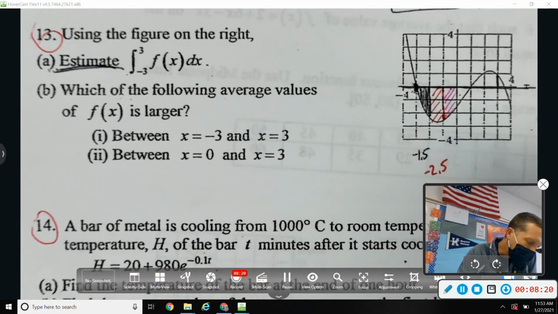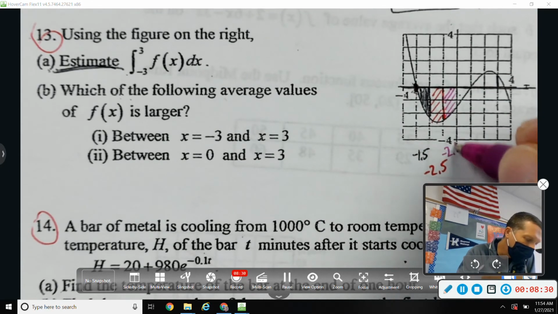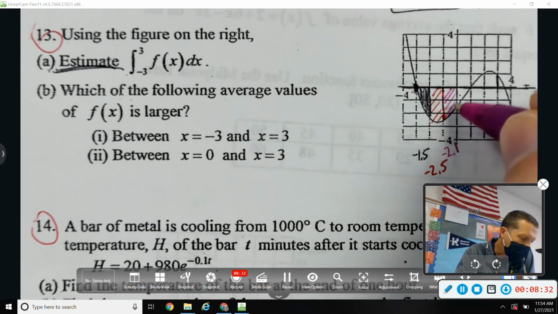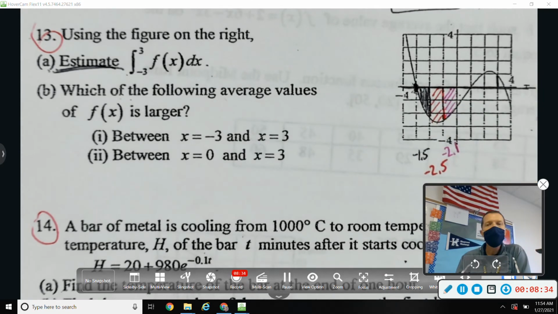How about that guy? Okay, -2.1 or just -2, either one. But I heard -2.1 first, so we'll go with that, because it's maybe a little bit more than 2. Still negative though.